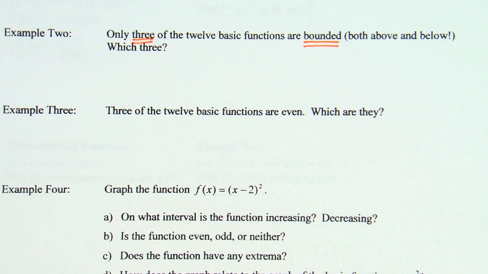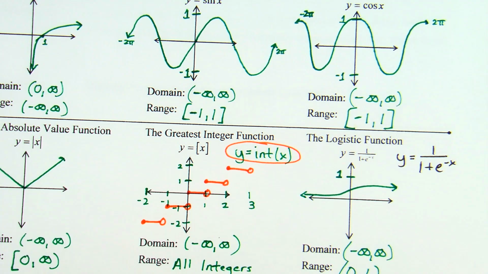Okay, and actually I'm going to flip back here and look here. He says the logistic function. Is that bounded above and below? Yeah, because there are asymptotes running at 0 and 1. So I agree, the logistic function is 1. Okay? Whitney, what's another one?